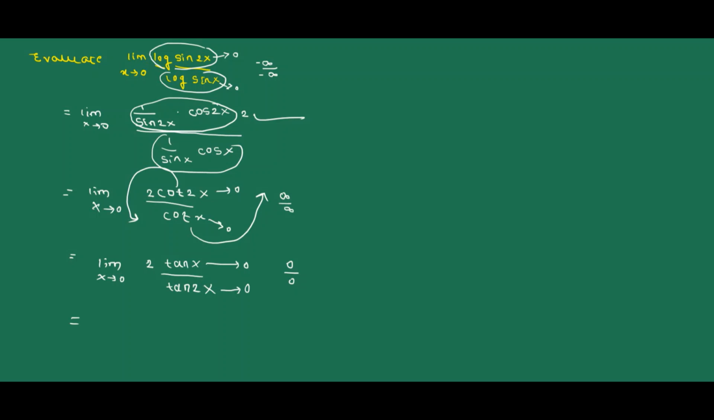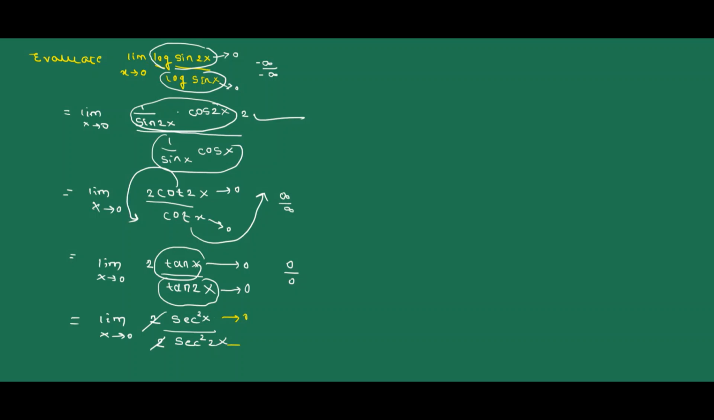Now by using L'Hospital's rule, limit x tends to 0, what is differentiation of tan x? Differentiation of tan x is sec square x, divided by differentiation of denominator tan 2x, which is sec square 2x into differentiation of 2x, which is 2, where this 2 and 2 get cancelled. Now put x is equal to 0.